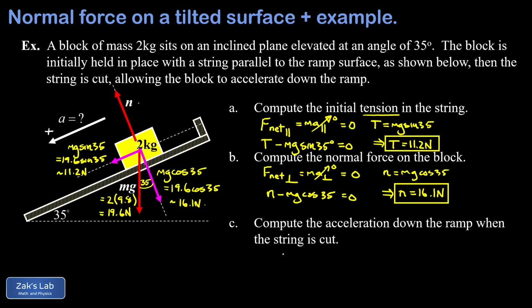And again, we're really applying Newton's second law. So I can say F net in the parallel direction, again counting down the ramp as positive, is equal to mass times the acceleration in the parallel direction. Well, F net is just 11.2 newtons. It's the only force acting parallel now that the string is gone. And our mass is 2 kilograms. And the only unknown here is the parallel acceleration. Dividing both sides by 2 kilograms, we obtain a parallel acceleration of 5.6 meters per second squared.